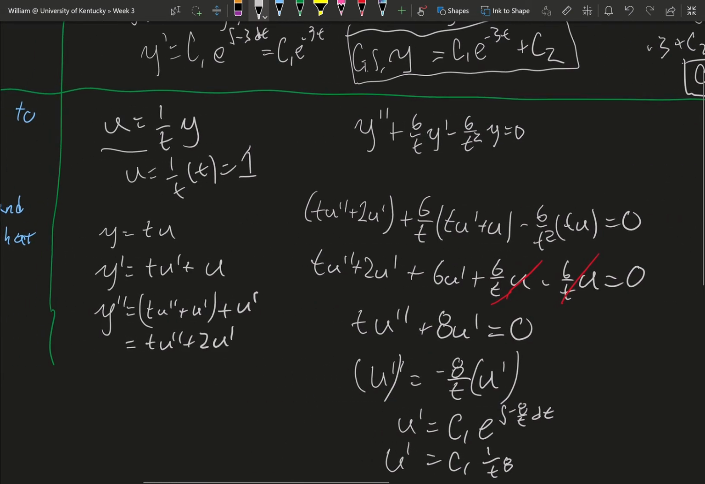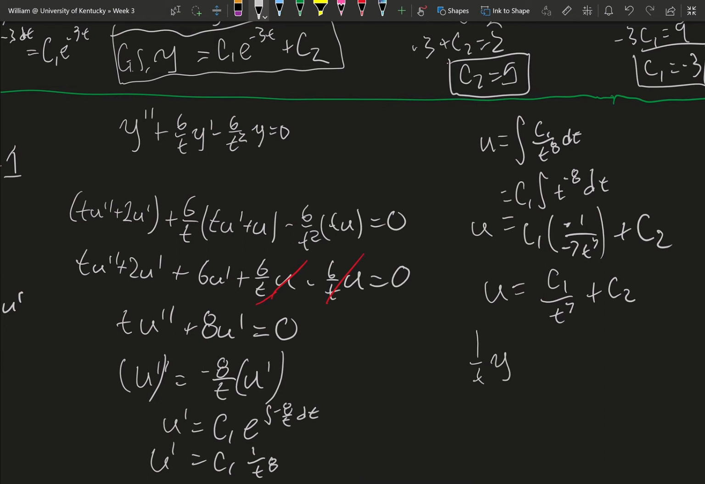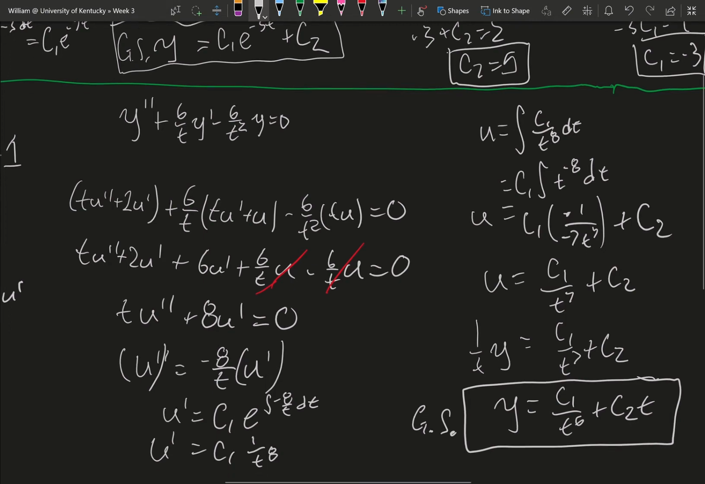So looking back, we recall that u was 1 over t times y. And so y is c1 over t to the 6th plus c2 times t. And this is our general solution, which is our answer. Okay.